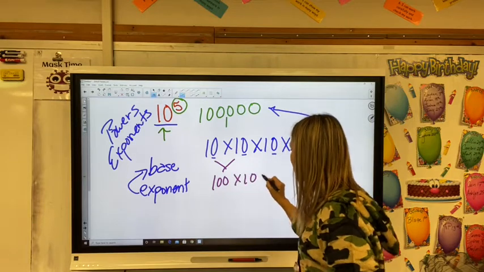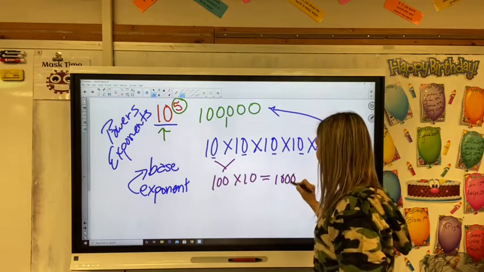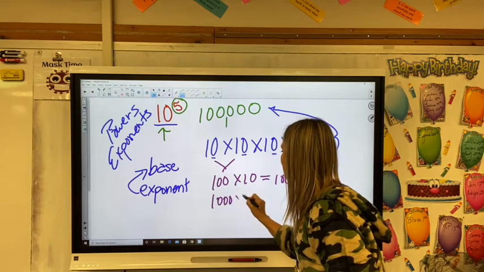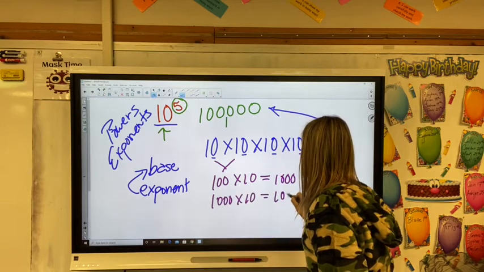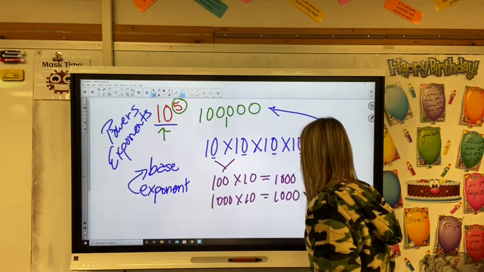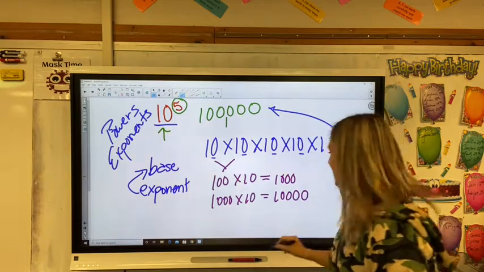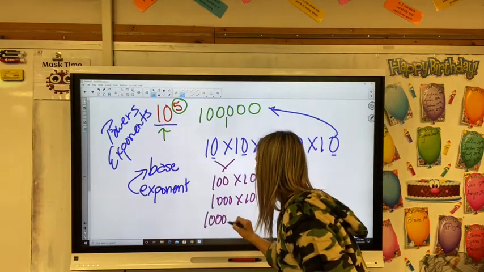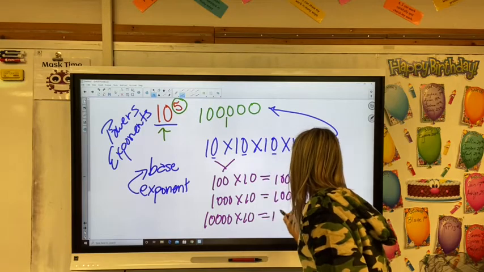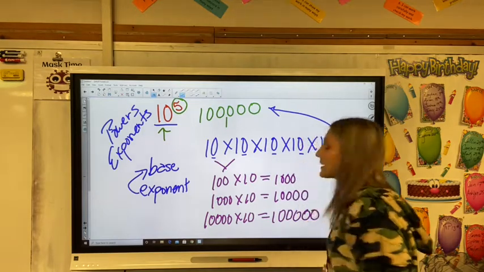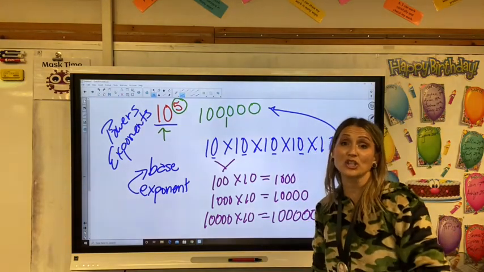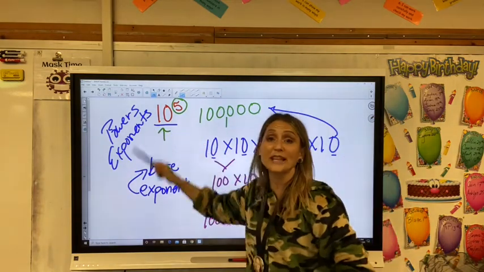100 times 10 is 1,000. 1,000 times 10 is 100,000. Or no, 10,000. Sorry, skipped one. 10,000 times 10 is 100,000. And that's the work we should be doing with powers that use exponents.